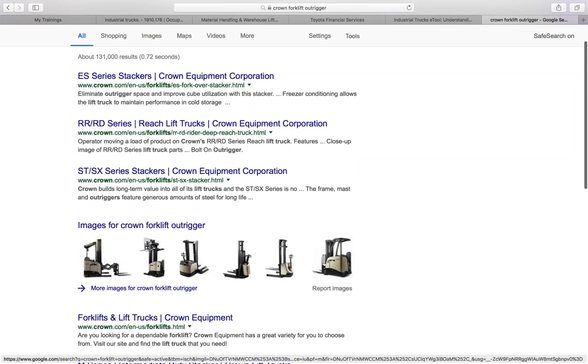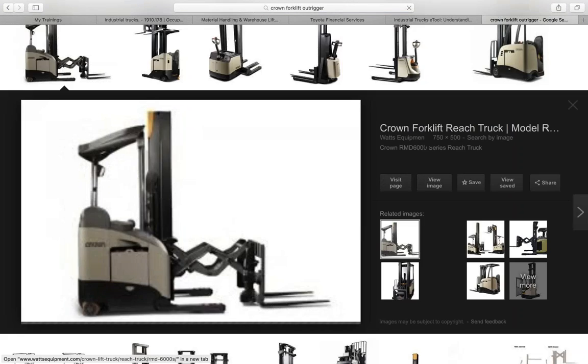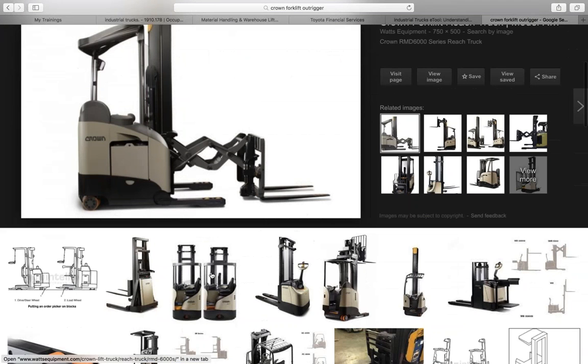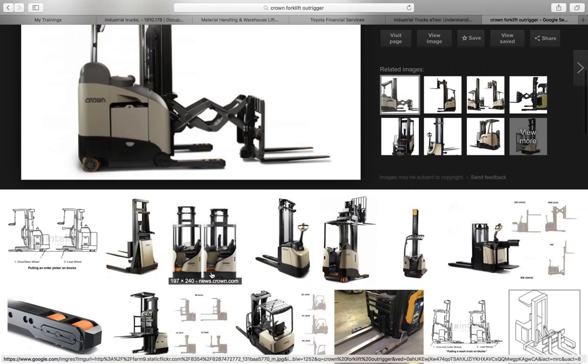Okay, so this is what I'm talking about, folks. For anybody who's not familiar, when you see this right here, and they can push and pull, they call that an outrigger. Just so you know. Great.